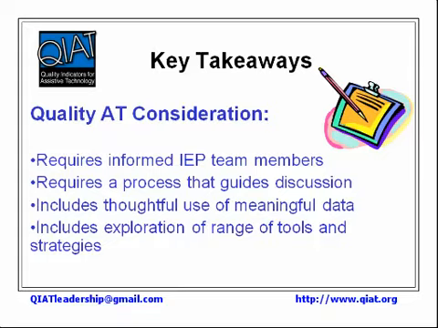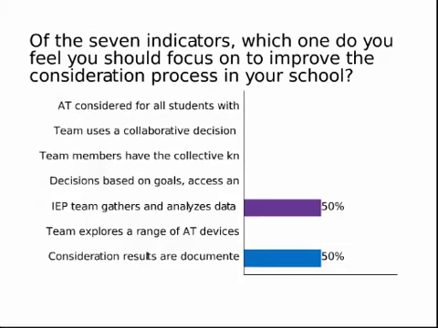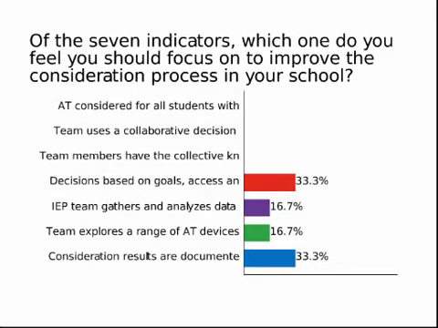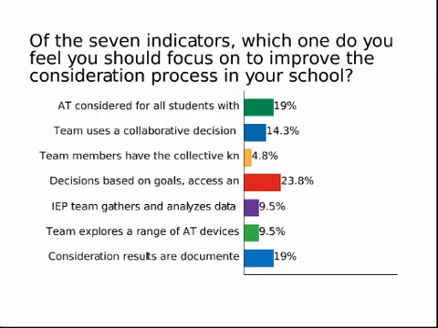We're going to do our last poll now, and this is a little harder than the other two because what we want to have you do is think about the 7 quality indicators for consideration. And did one of those really strike you as where you should start in your district? Is it that AT should be considered for all students with disabilities? Is it the team uses a collaborative decision-making process? Is it that team members have the collective knowledge and skills? Is it that decisions are based on goals and access to the curriculum and progress in it? Is it the IEP team gathers and analyzes data?